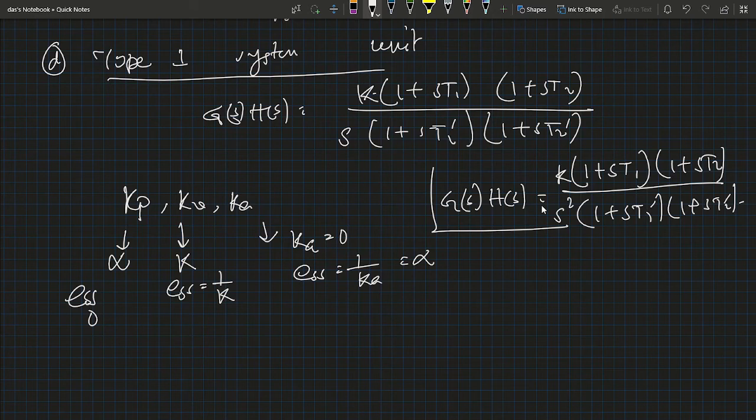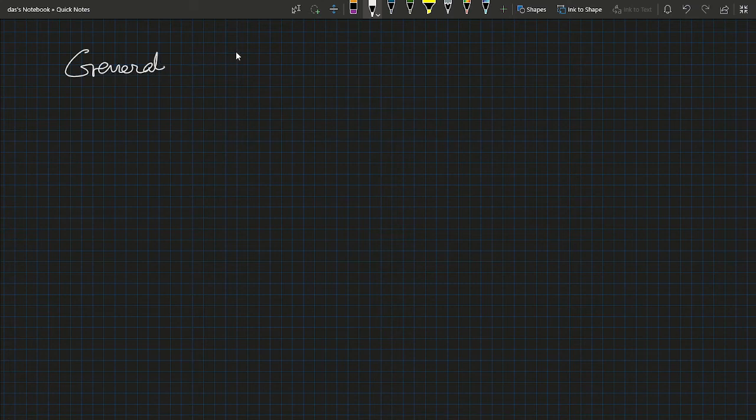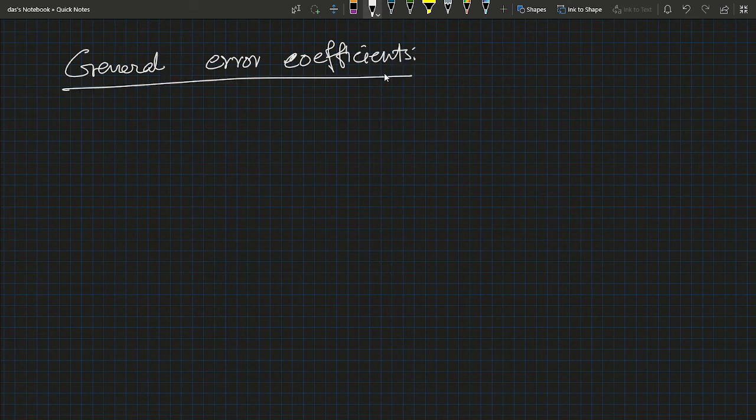Next we talk about the generalized error coefficient. These generalized error coefficients are the most important part. The steady state error determined by using the static error coefficients, as we mentioned previously, does not give any indication of how it varies with time, and is calculated for step, ramp and parabolic inputs only.